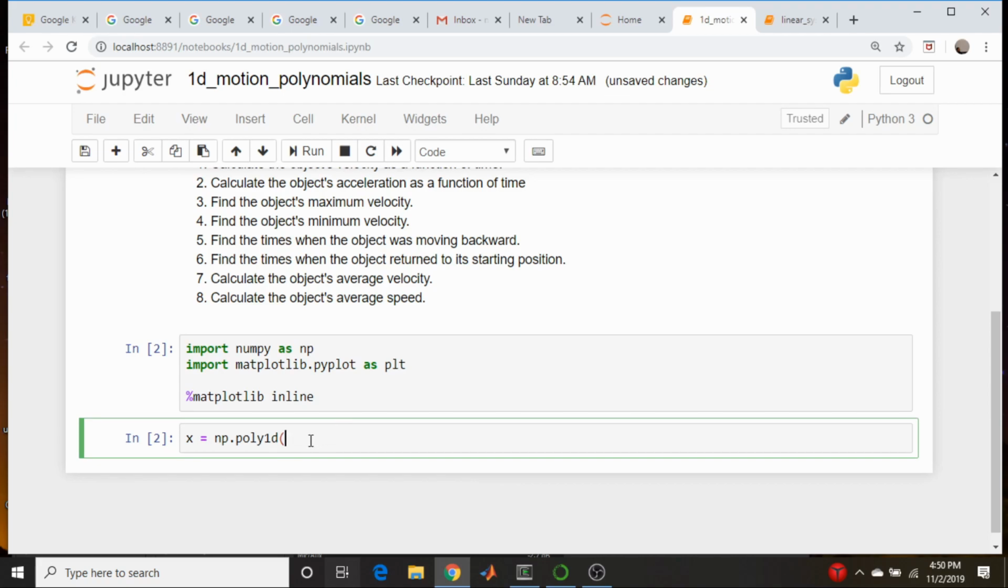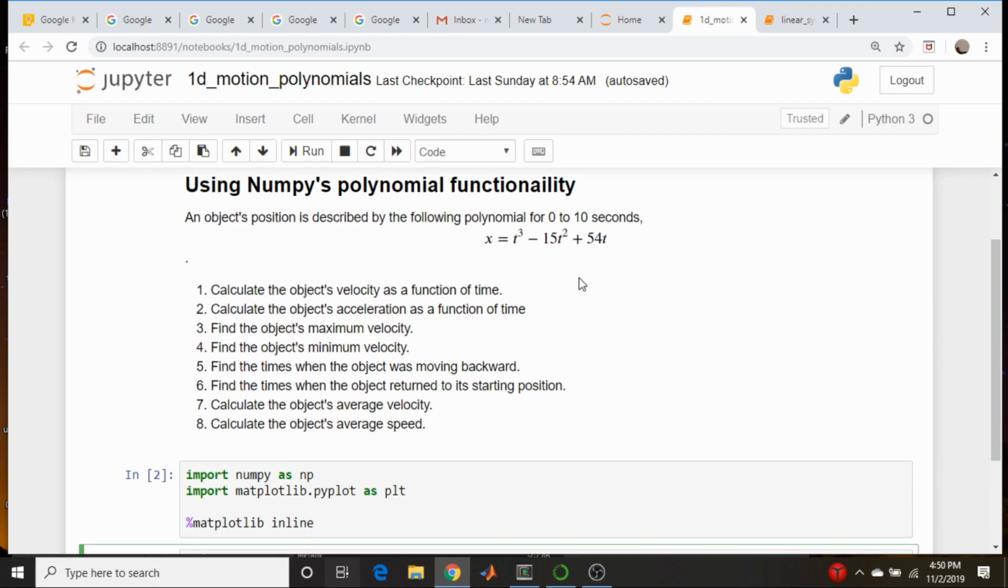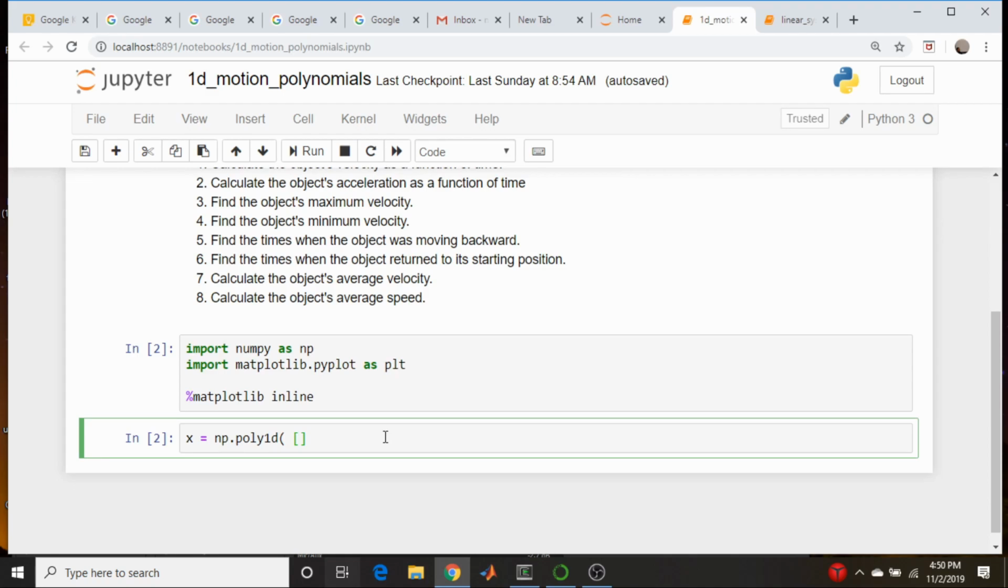We just use the command poly1d, and then we pass into it a vector of the coefficients of the polynomial from the highest order term to the lowest order term. So the coefficients would be here, in this case 1, minus 15, and 54. So it's 1 comma minus 15 comma 54, and there's no constant term, so comma 0. And now we just close this, and let's plot this out and see what it actually looks like.